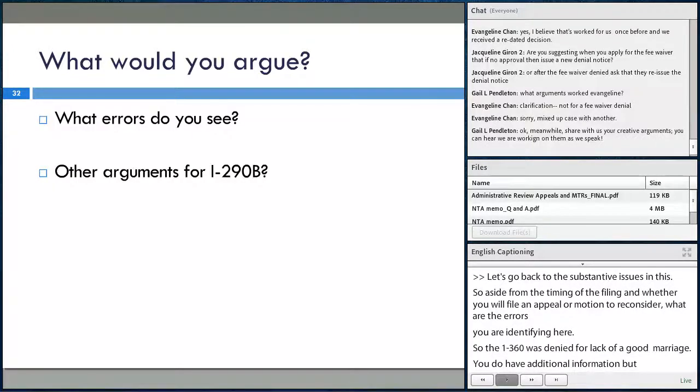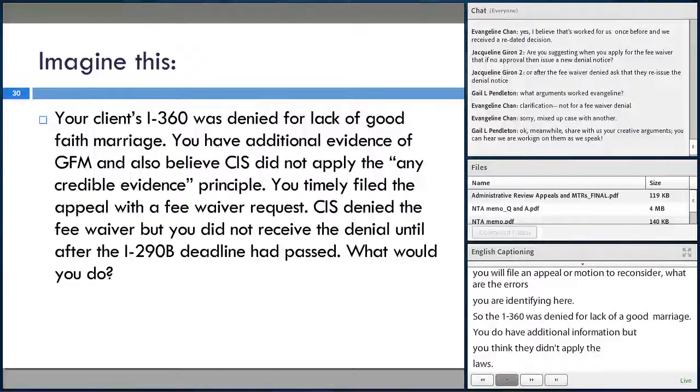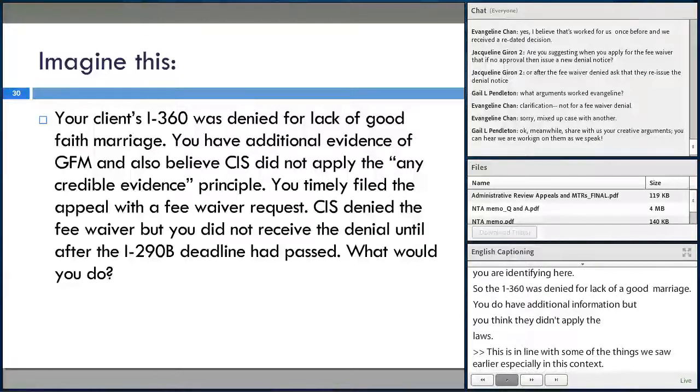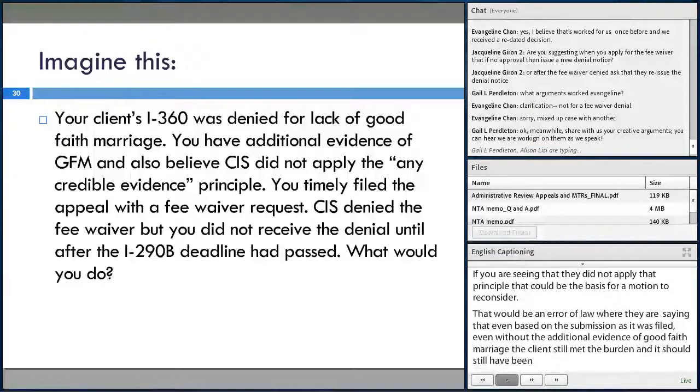All right, so this is in line with some of the hypos that we saw earlier, especially in the VAWA context. If you are seeing that they didn't apply the any credible evidence principle, then that could be the basis for a motion to reconsider, right? That would be an error of law or an error of fact applied to the law, where you're saying that even based on the submission as it was filed, even without the additional evidence of good faith marriage, your client still met her burden and her I-360 should still have been approved, right? And so you can make those arguments to support a motion to reconsider. For the motion to reopen, you would be using the additional evidence that you have for the good faith marriage.